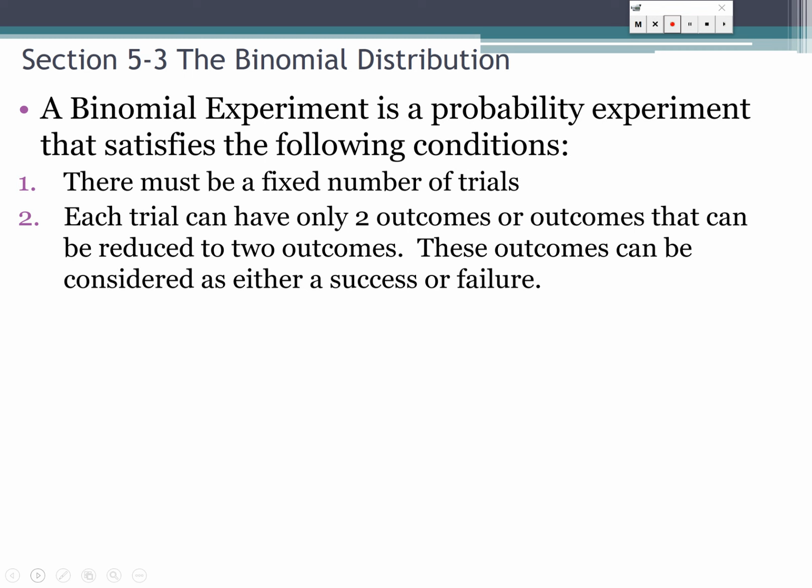Second condition is each trial can only have 2 outcomes, or outcomes that we can reduce down to 2. So maybe we can make them into 2 different groups. The outcomes are either considered a success or a failure. So again, only 2 outcomes. And kind of the cool part, the reminder for this, we have the binomial distribution. The prefix bi means 2. Bicycle has 2 wheels. Binomial, 2 outcomes. So looking at that prefix bi.